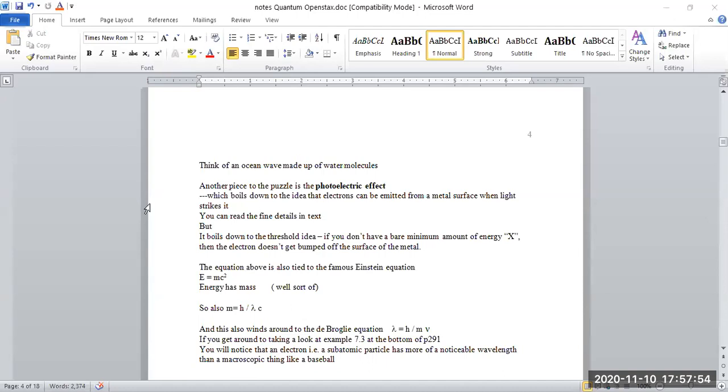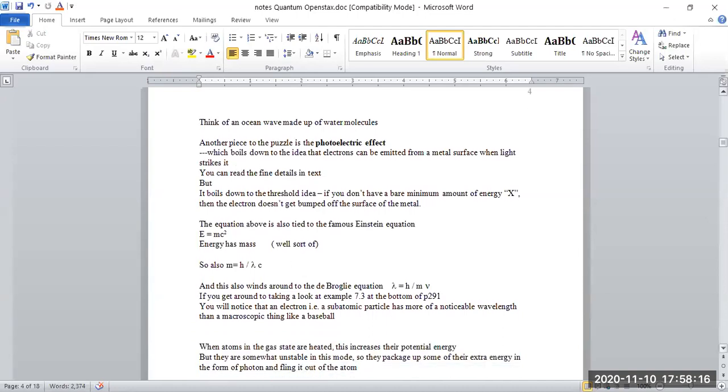There's some halfway decent pictures if you want to go back and look at the figures that are in your textbook, and it shows you the light beams, the photons, coming from the light, striking the surface, and bumping off the electrons.